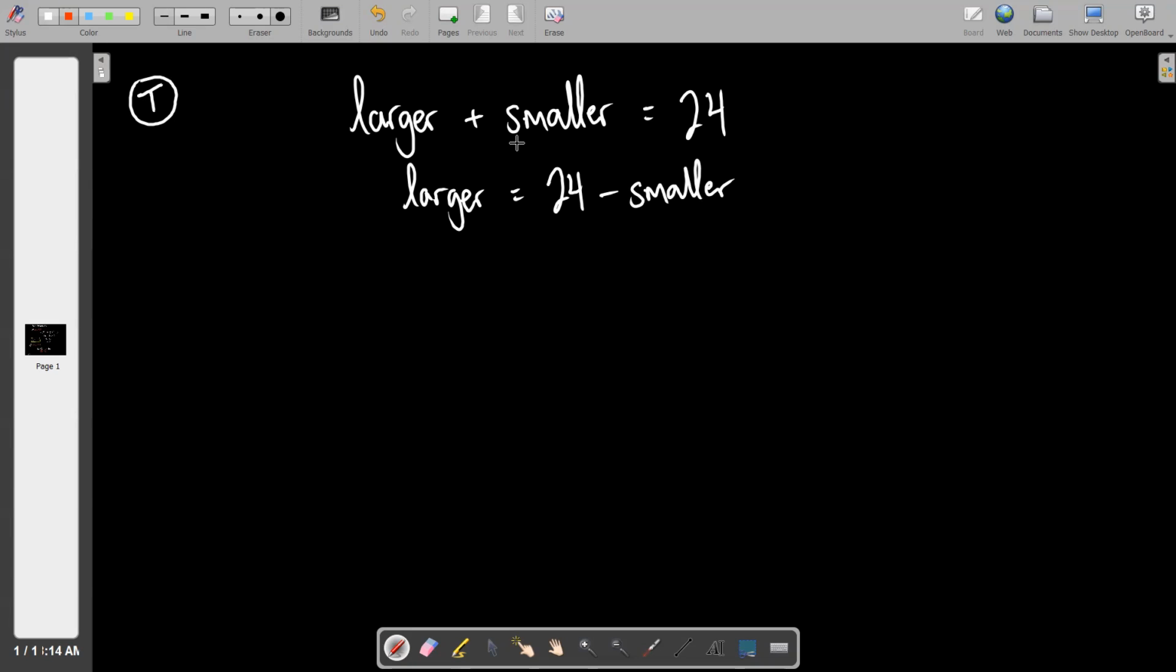And that's just me going like this. I'm just subtracting the smaller number from both sides, right? So don't panic. I'm just moving it to the other side. Do you understand? Okay. So we can safely say now that the larger number is 24 minus the smaller. Or if I had done this a different way, let's say that instead of solving for the larger number, I had said, what's the smaller number?